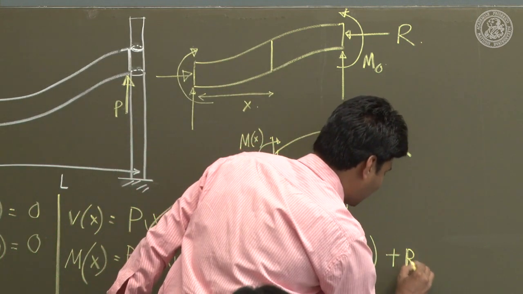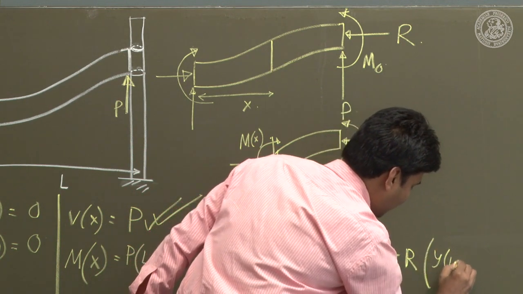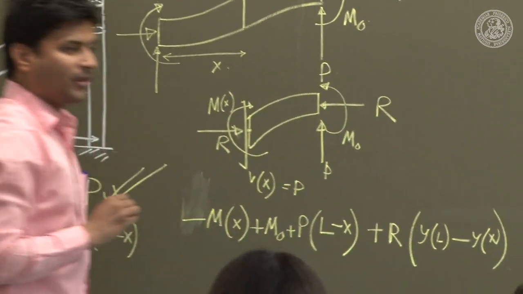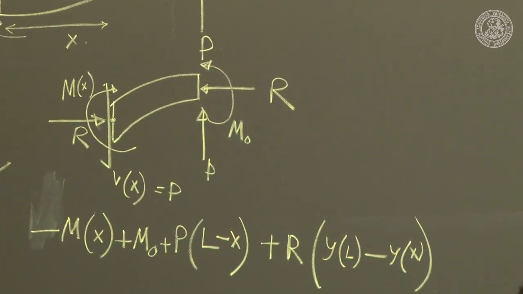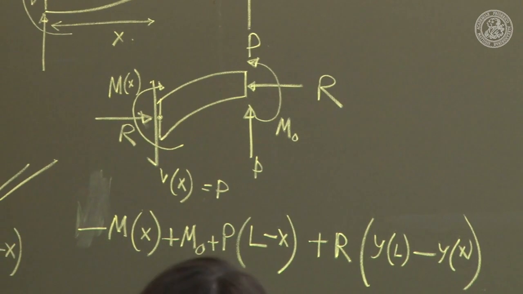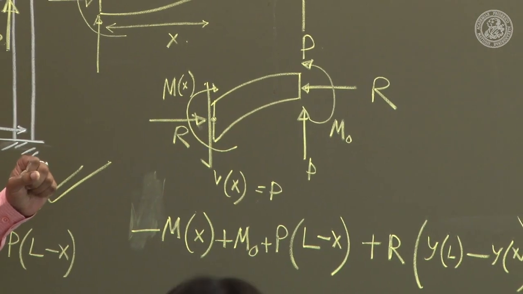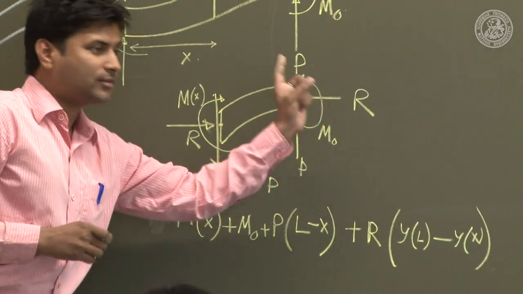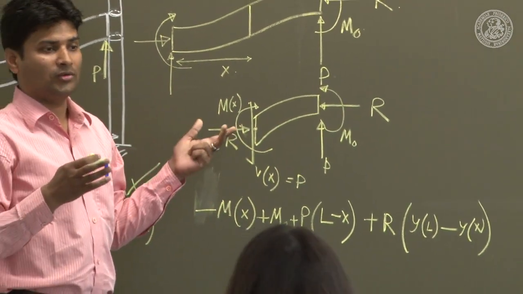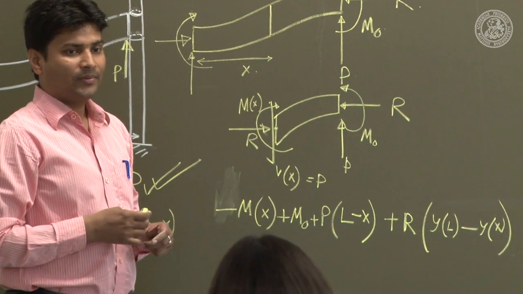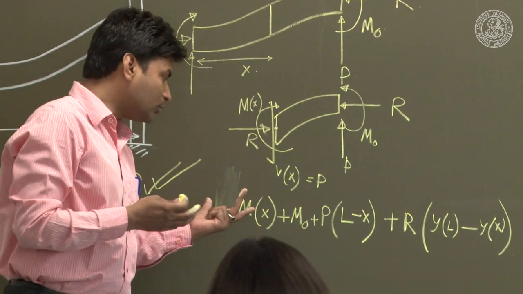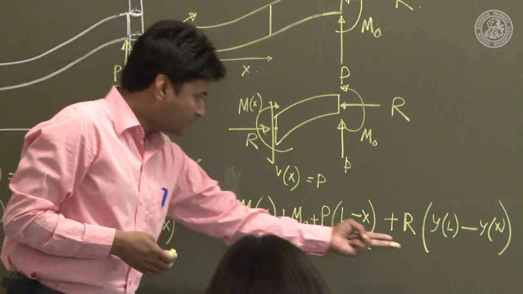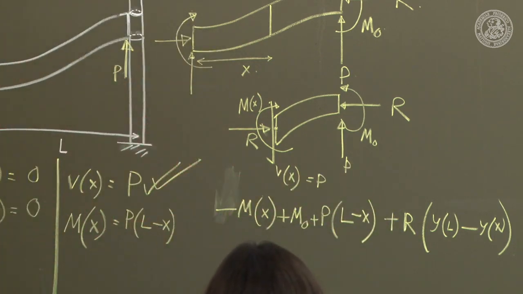Plus R times y of L minus y of x. So Professor Simon is right that if the deflections are very small, then the axial reaction usually is ignored. But let's suppose that deflection is large, then that also comes in.